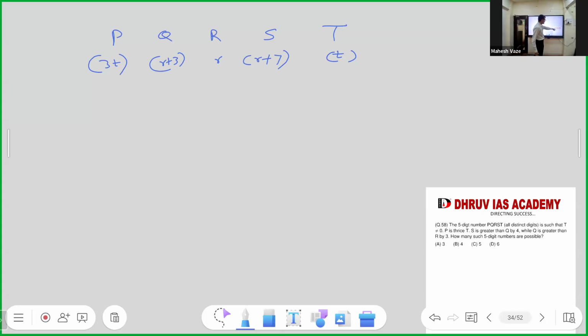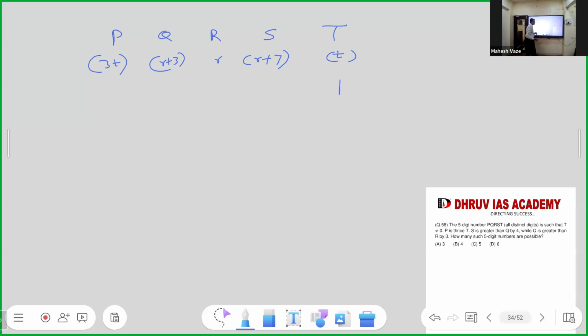Now another condition given is T is not equal to 0. So T can be 1, 2, 3, 4, etc. But again for T there will be some restrictions because P should be 3T. If you take T as 4, then 3T will be 12, which is not a digit. So the maximum value P can have is 9, so the maximum value of T can be 3. It cannot be 0, so it can be 1, 2, 3. We'll see now one by one.